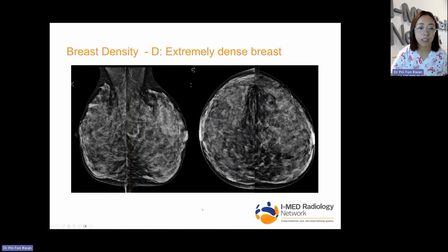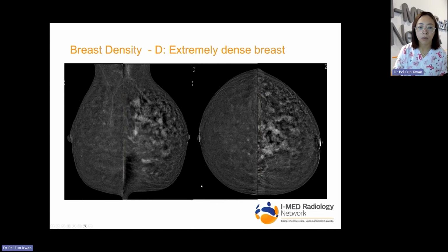Okay, now we have density D, extremely dense breast tissue. You may be able to see some extensive pleomorphic calcification here, and on contrast enhanced mammogram, it is very obviously abnormal in the left breast with some mass and non-mass enhancement throughout the left breast. The left breast was sampled and proven to be extensive DCIS with areas of invasive disease.